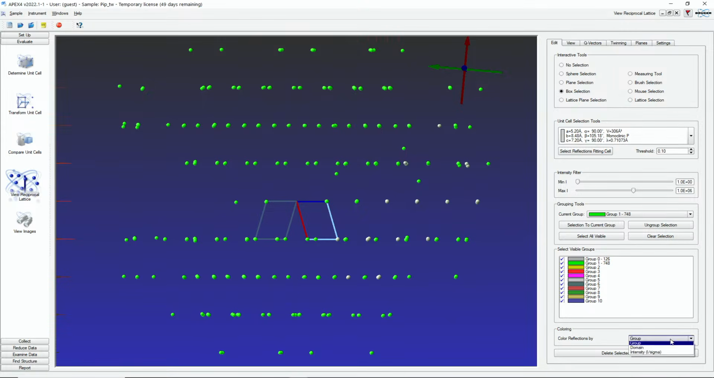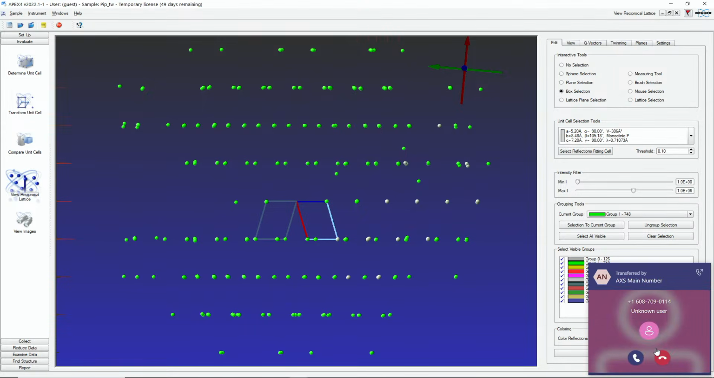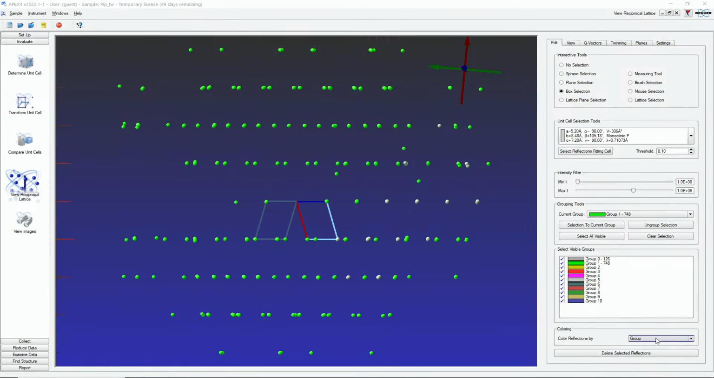We can display these by domains. I thought I turned that off. So we will display this by domain. And now the software will just highlight them in the domain with the green cell and the gray cell.